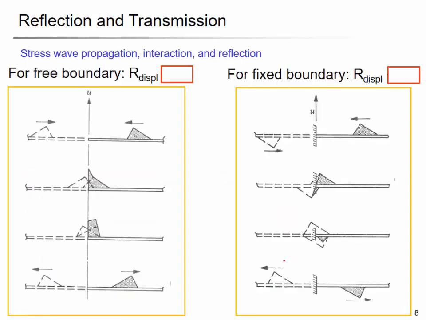Okay, so the free boundary and fixed boundary. When you have a free boundary, in terms of the displacement, it will be a positive value, so that you have a reflective wave with the same polarity. But for the fixed boundary, it's a negative value, so that you have an inverted wave coming out of the interface.